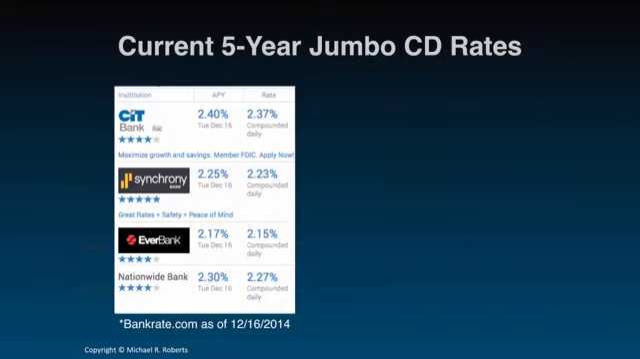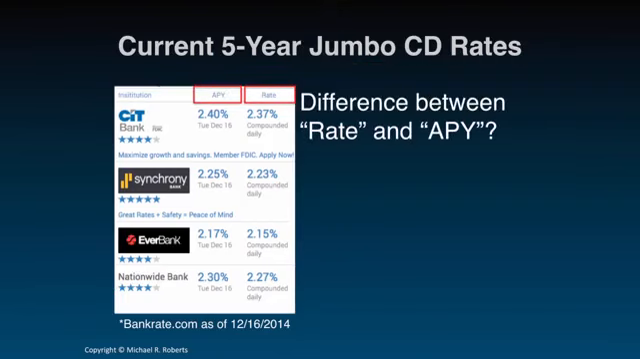And one of the things you notice when looking at these rates, when you're looking at these savings vehicles, is that each one has two different rates. It has a rate and an APY, and these numbers, 2.37, 2.4, they're different. So that begs the question, why are they different? How are they related? And most importantly, which one is going to tell me how much money I'm going to make when I invest in this product?